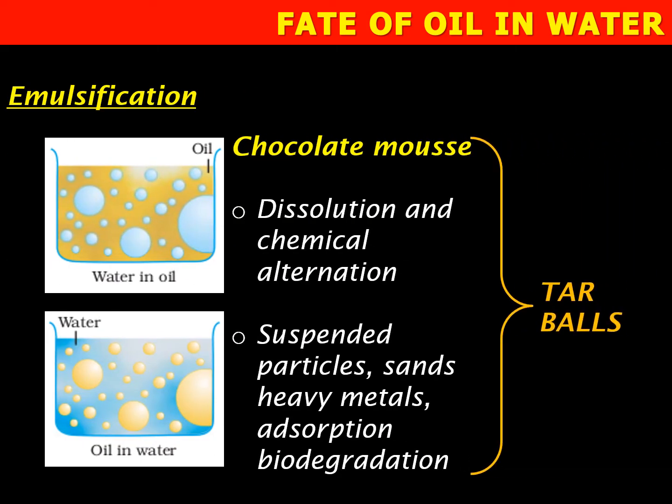Emulsification. Emulsification will create chocolate mousse in the marine environment. It is a dissolution and chemical alteration process. This chocolate mousse contains suspended particles, sands, heavy metals, adsorption, and biodegradation processes. When this chocolate mousse reaches the land or beach, it can easily be identified through tar balls.